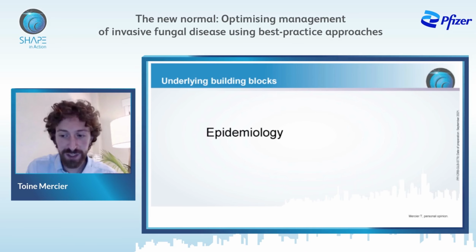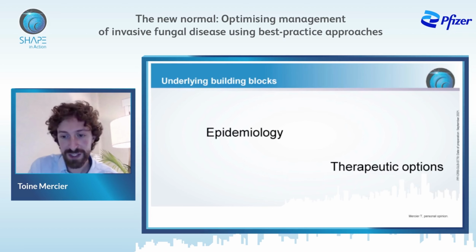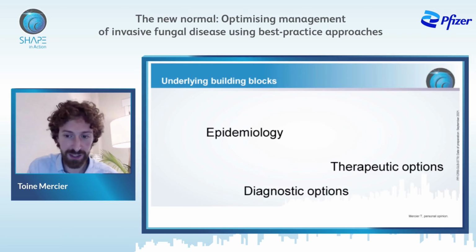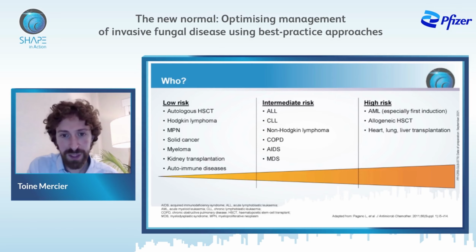And in order to build such a tailored approach, you need to know three main building blocks. First of all, there's the epidemiology of your local patients and infections. There's, of course, the therapeutic options and the diagnostic options. And let's go into a bit more detail into each one of them.